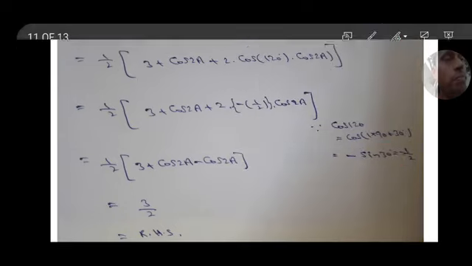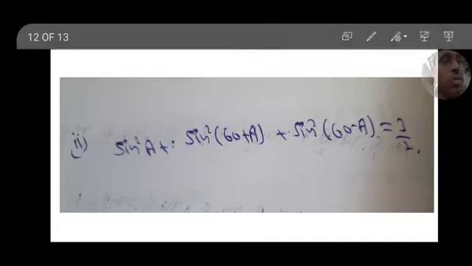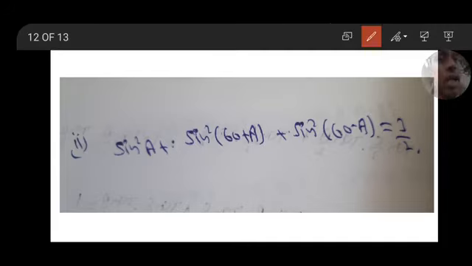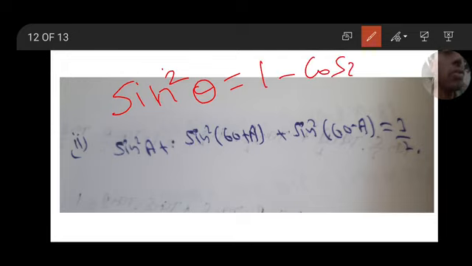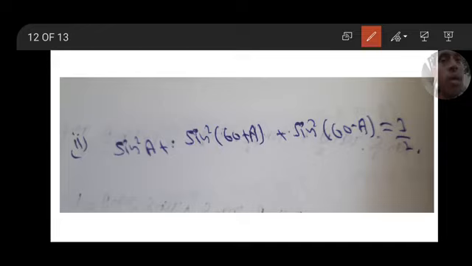Next homework problem. Prove that sine square a plus sine square (60 plus a) plus sine square (60 minus a) equal to 3 by 2. Here also it is the same, instead of cos square it is sine square. We have the formula sine square theta equal to 1 minus cos 2 theta by 2. In cos square we have 1 plus cos 2 theta by 2, and sine square means 1 minus cos 2 theta by 2. Remaining are the same, only minus instead of plus. Use that formula and do the homework problem.